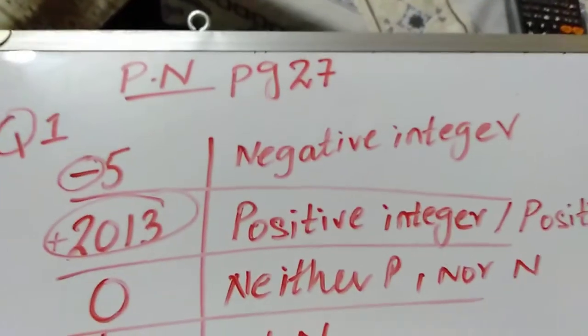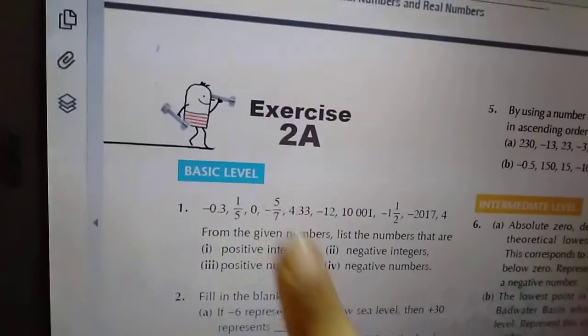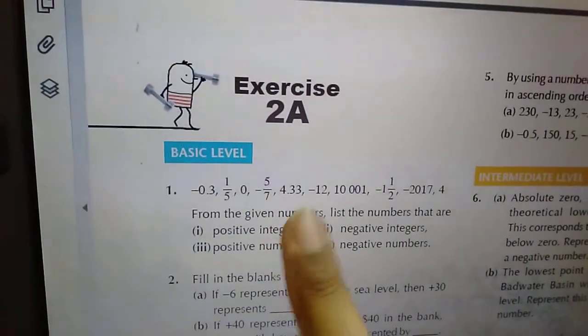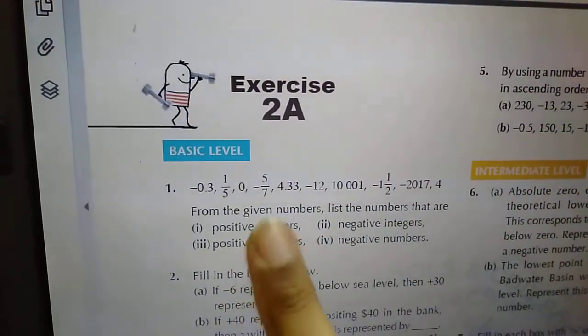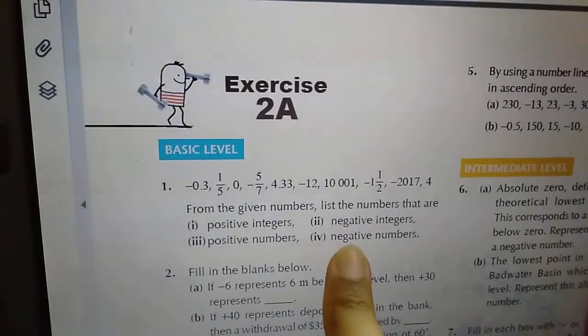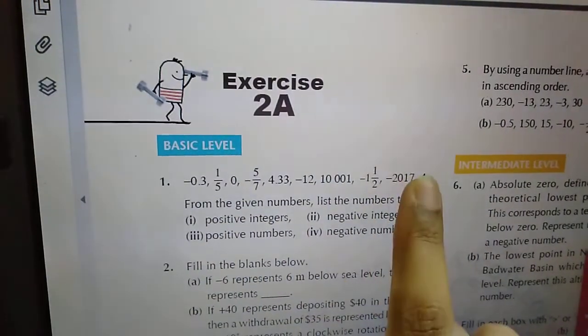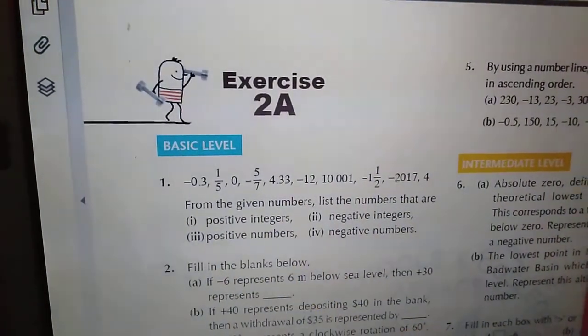Practice now, which is on page number 27. Now we will do the exercise question which is related to this question. Now we will do question number 1 of exercise 2a. We have to find which terms are positive integers, which are negative integers, which are positive numbers, and which are negative numbers, just like our practice now. So we will list our numbers and then we will identify and name them.